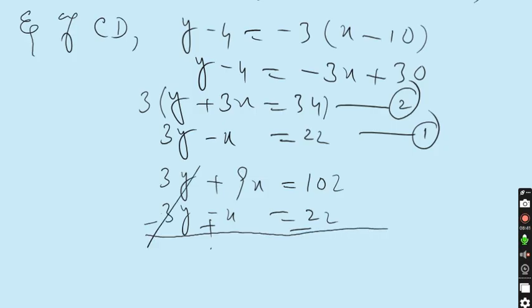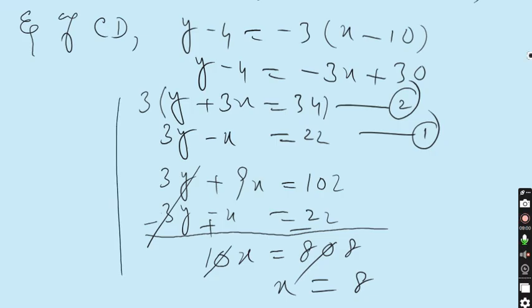Cancel. 9 plus 1 is 10x. 102 minus 22 is 80. 10 8s are 80. x is equals to 8. Put the value of x in any one of the equations. I am putting in equation number 1.